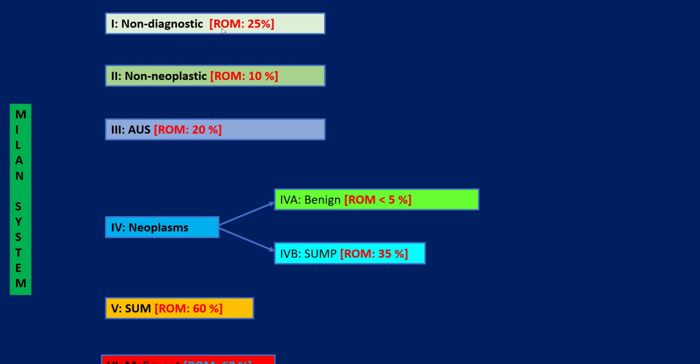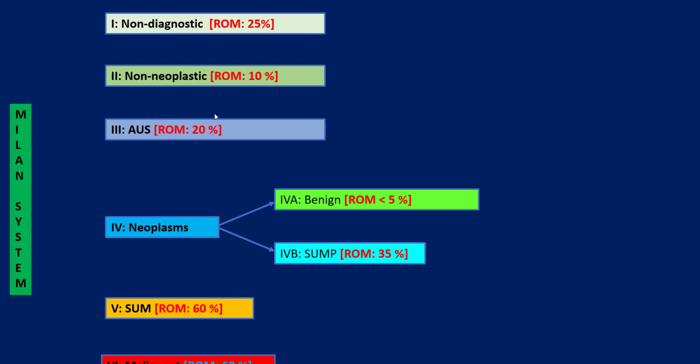For each one of them, I put a ROM, which is the risk of malignancy, with non-diagnostic, and that is very, very significant. It can be 25%, so it's pretty high. 10% in non-neoplastic, and that's why non-diagnostic should be repeated. You just can't leave them alone, because 1 in 4 cases are actually neoplastic, so be careful.